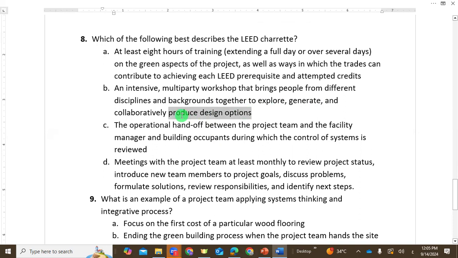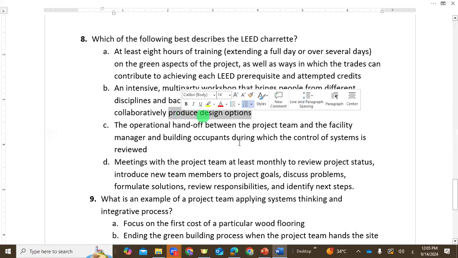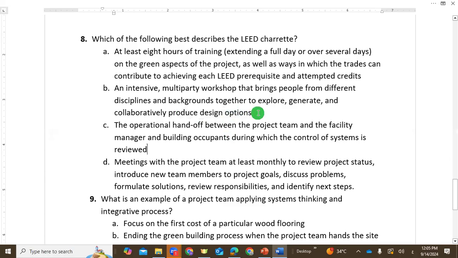Produce design option, I have doubt. Why? It's a charrette. Design option, does he mean here concept, or does he mean design option like they think about details of the design? If it means they think about details of design, it's wrong, of course, because I'm still in the kickoff meeting. Okay, but I will keep it to the last. I will go back to this B. I will just mark this word, but I will see the others. Why? Sometimes they always give you the answer that is most correct.